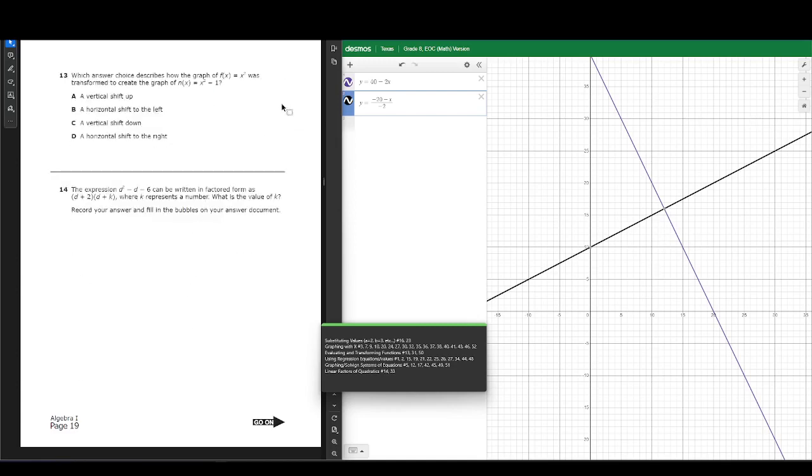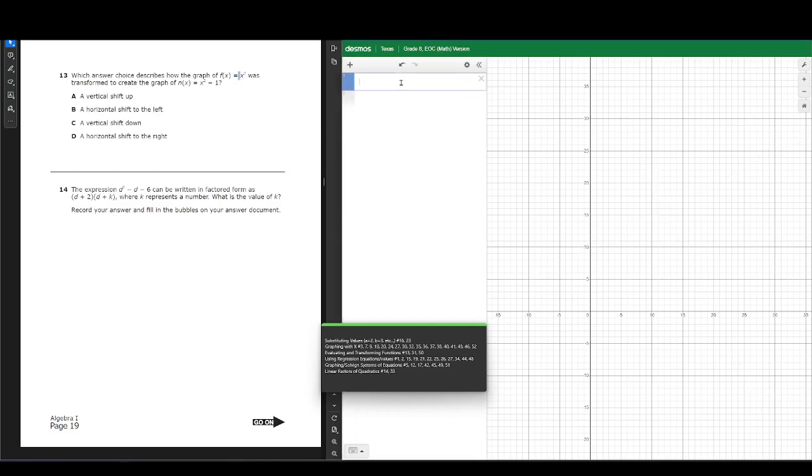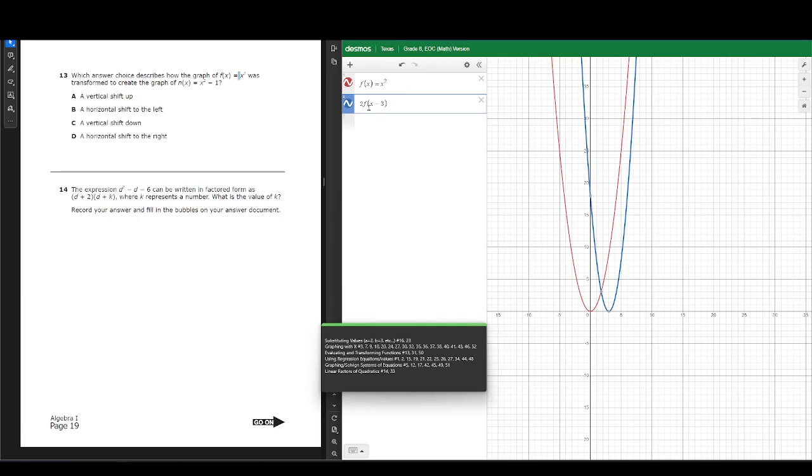So on number 13, we have a function transformation. The thing you may not realize you can do here is if you put f of x equals and then type your function, you can apply transformation rules to it directly. Not relevant in this problem, but I could do a transformation notation like 2 f of x minus 3, and that will vertically stretch it by 2 and shift it to the right by 3. And it's written as the transformation rule.